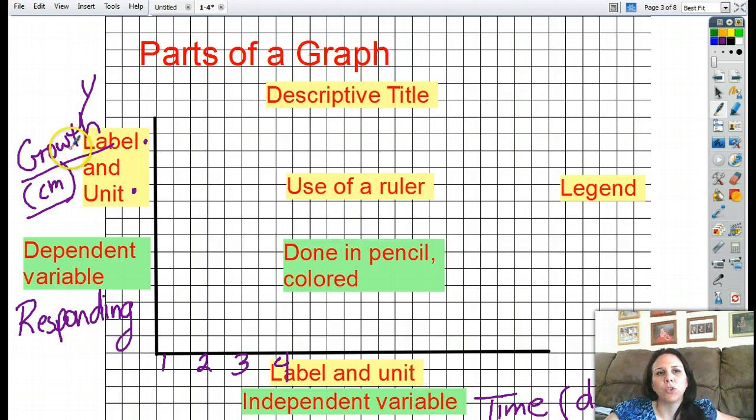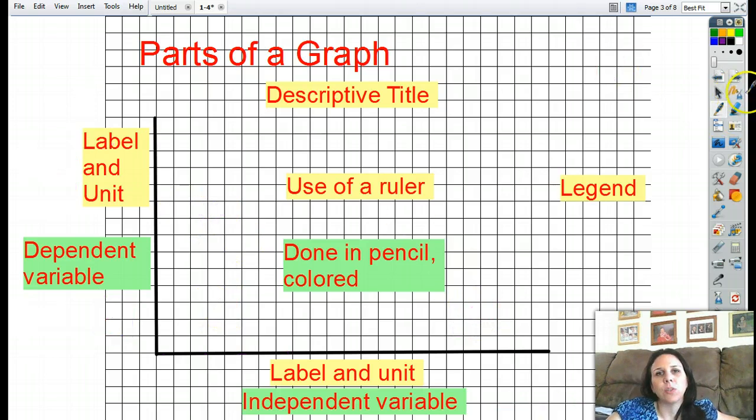I'm measuring the growth of the plant, how, in centimeters. And that's what I'm measuring. That's my responding variable. Okay, so what you're messing with goes here. What you're measuring goes there. Okay, so now we got the X and the Y.